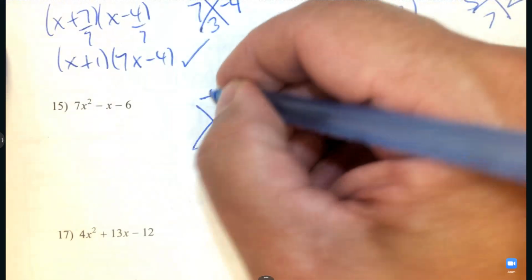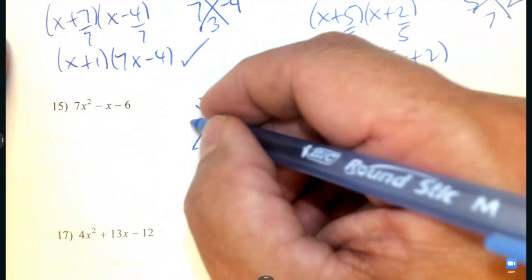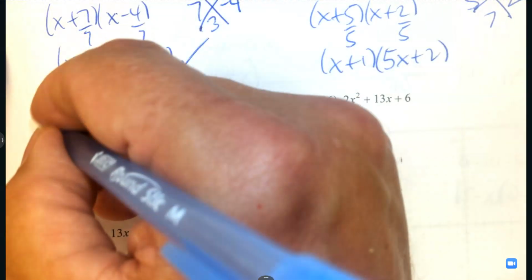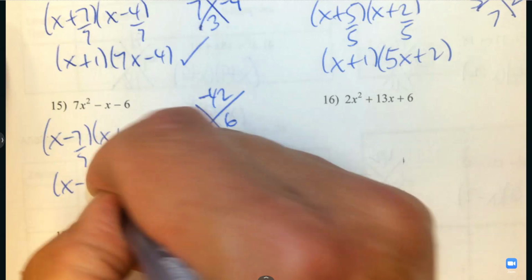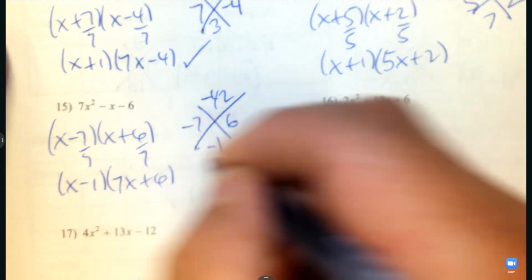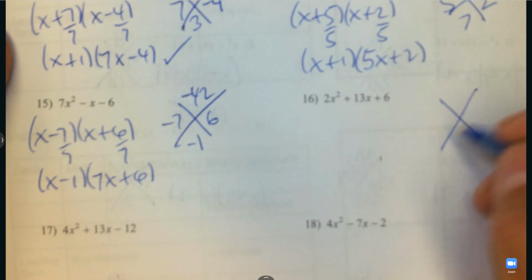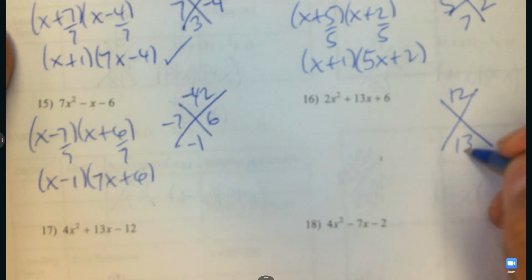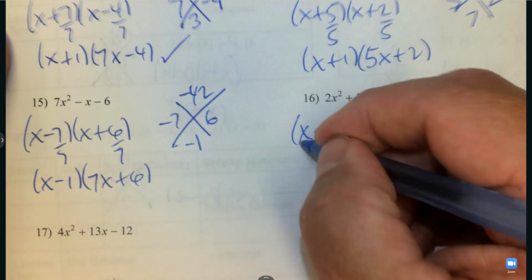Press pause. We're practicing. It's the only way, right? There's no wizardry here. It's the work you put into it. So negative 7 and 6. Divide by 7. So we have 1 and then 7 in front. Keep going, press pause and try. If you've tried them all, then just keep pressing play and see if it matches the work that you did. 12 and 1.